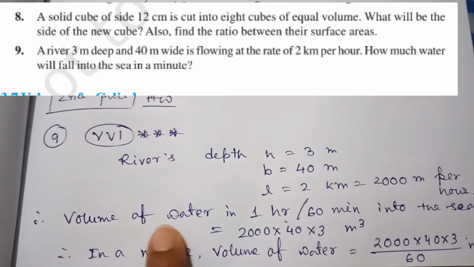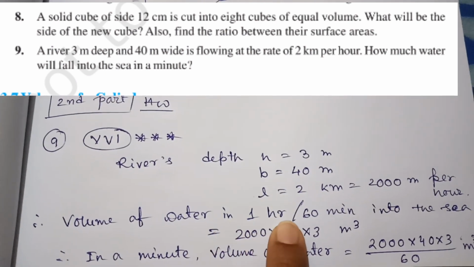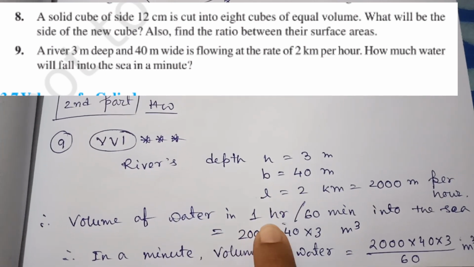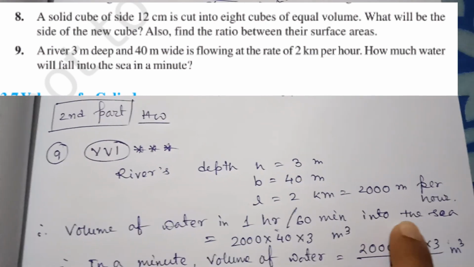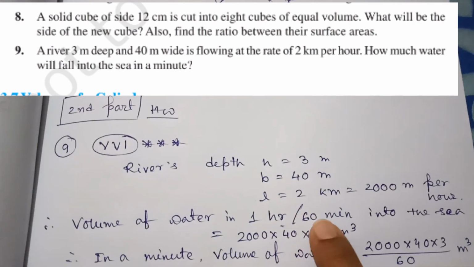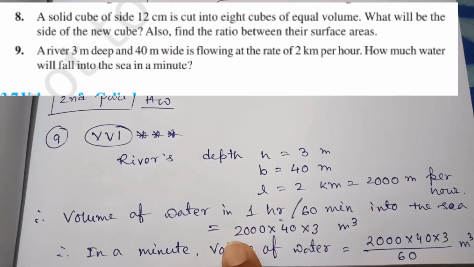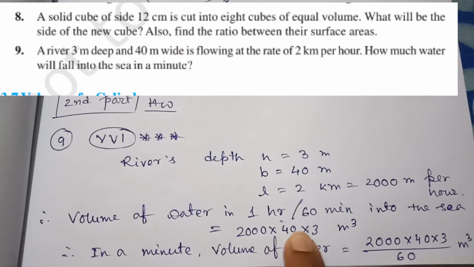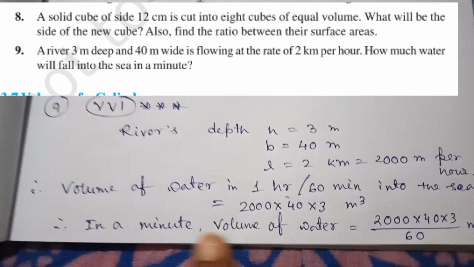That means the volume of water in 1 hour, we have to mention it, okay? In 1 hour or 60 minutes into the sea. 1 hour means 60 minutes. That is equal to 2000 into 40 into 3, because L, B and H. LBH. So this one, the formula LBH.